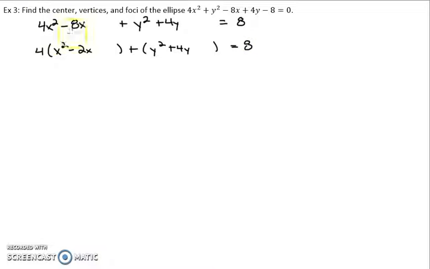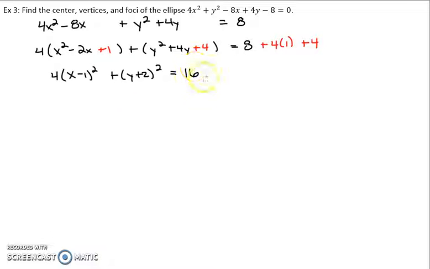Alright, so we're doing this. We take -2 divided by 2 is -1, squared is 1. But we're not adding 1 to this side, we're adding 4 times 1. 4 divided by 2 is 2, squared is 4, so we're going to add another 4 to that side. This is going to give us 4 times (x - 1) squared plus (y + 2) squared equals 16.